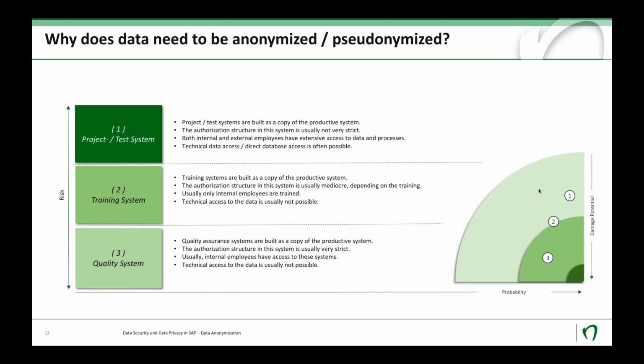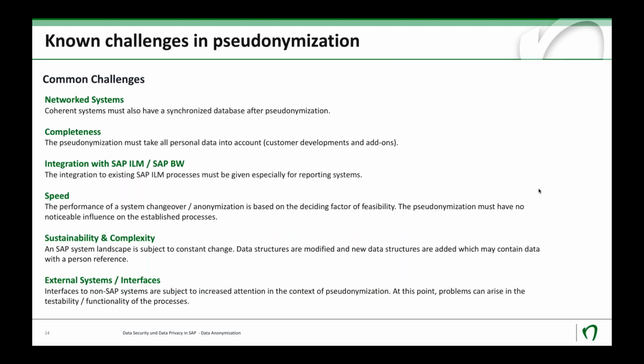The second one could be the training system. Usually internal employees are trained, so that's good so far. But you also have quite comprehensive access to the data, and the quality system is the third risk level here. Usually you have employees on this system who also have access to the productive system, and you usually have a really well implemented authority concept in your quality systems, and therefore it could be in this big risk matrix the lowest risk within a big risk, right? But this is just an example.